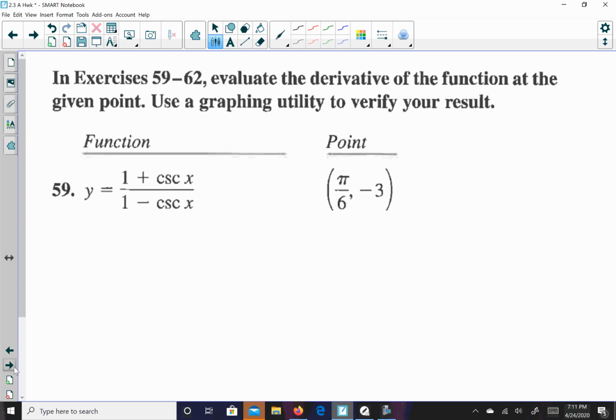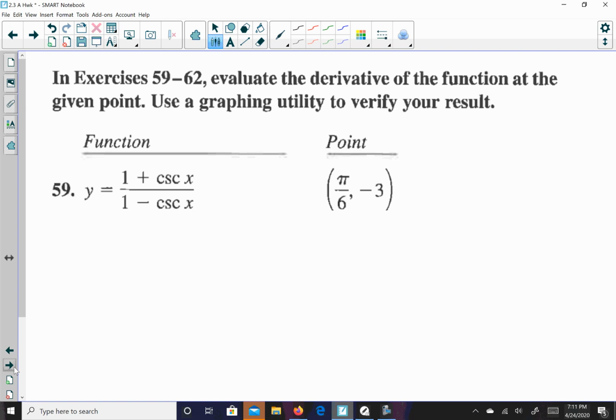And then 59. So this one wants me to evaluate the derivative of the function at a given point, and then use a graphing utility to verify. I never really use my graphing utility.